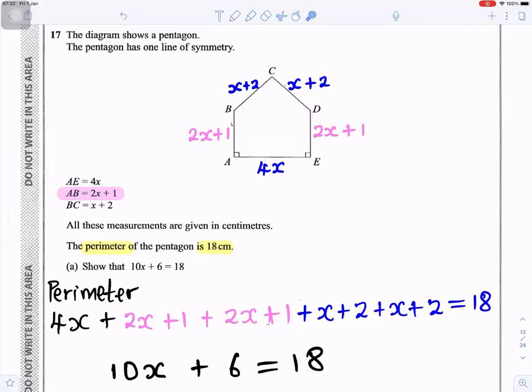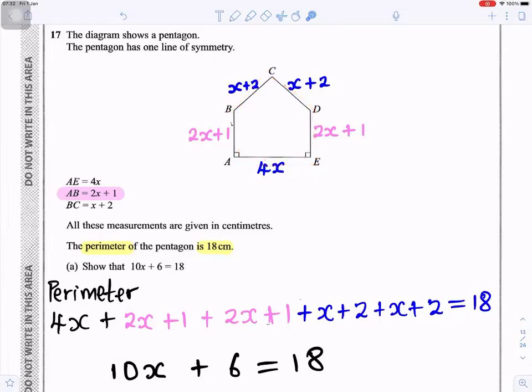And BC is x plus 2. Because of that line of symmetry in the middle, BC is x plus 2, so CD is x plus 2. Now we know all the 5 sides. So it's a pentagon, 1, 2, 3, 4, 5 sides.